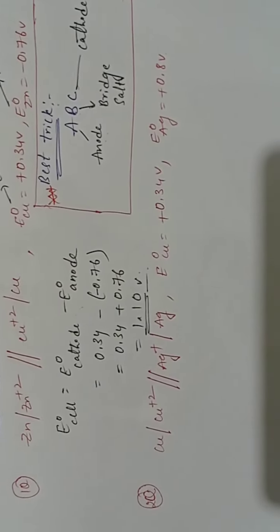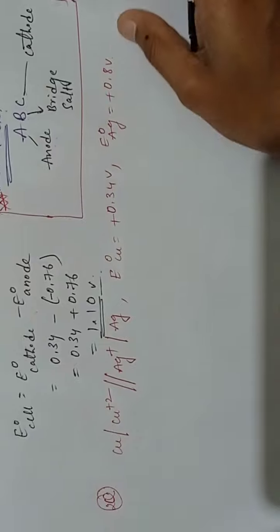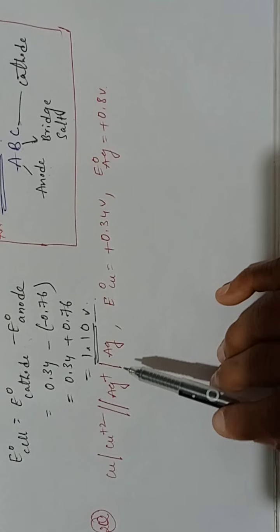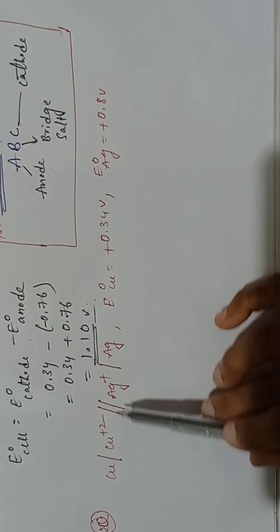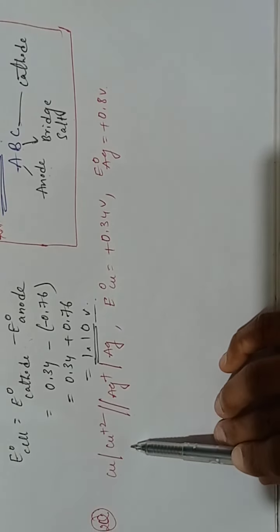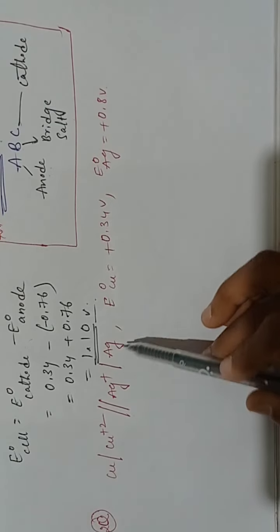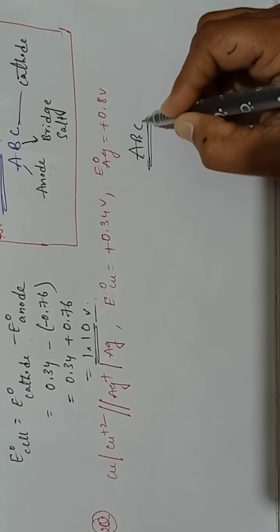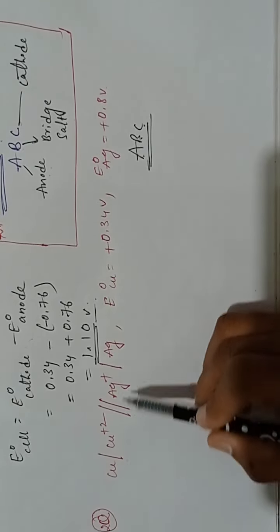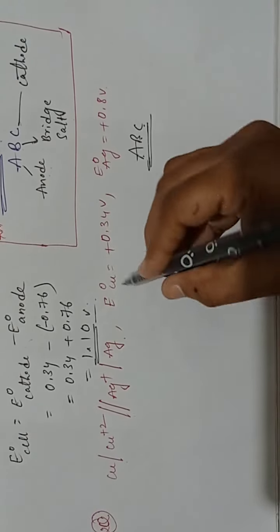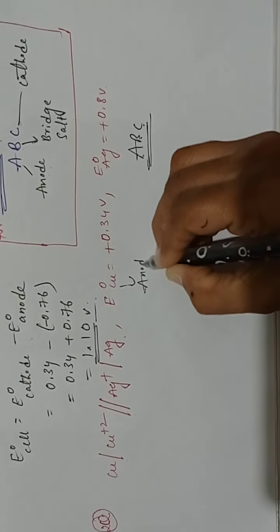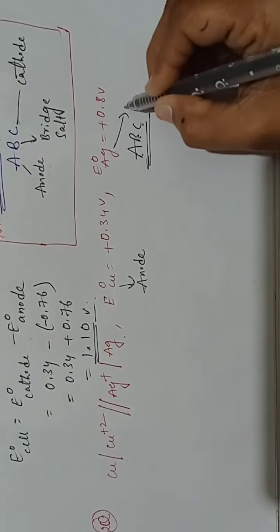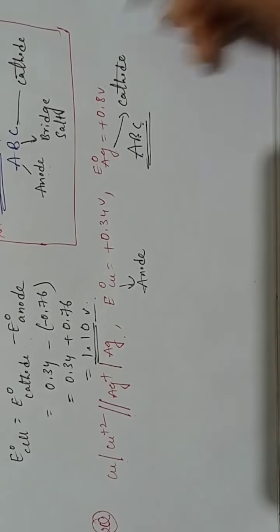Now see, students, last example, last question. Here copper is given, and this is also a cell representation, correct? Before the salt bridge, this is the anode. After the salt bridge, this is the cathode. So what is our trick? ABC trick: anode, bridge, cathode. Copper is the anode, and silver, whose standard electrode potential is given here, is the cathode.